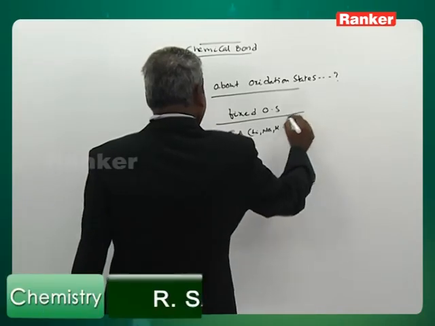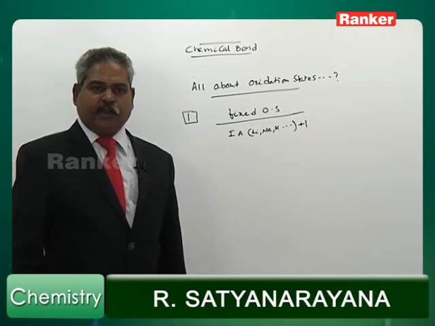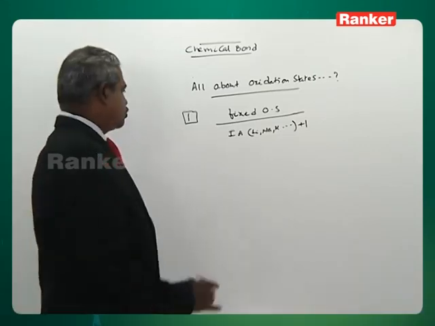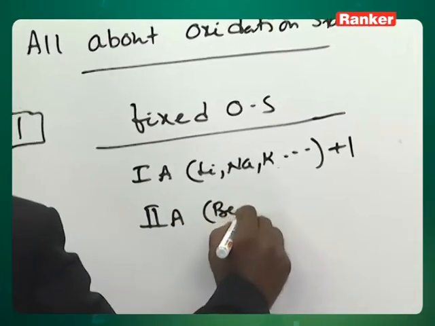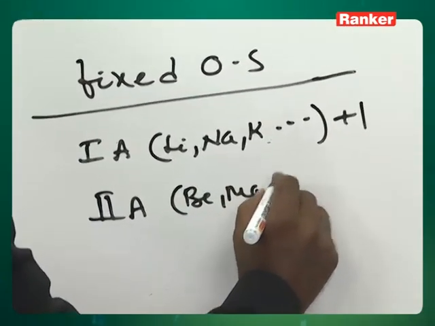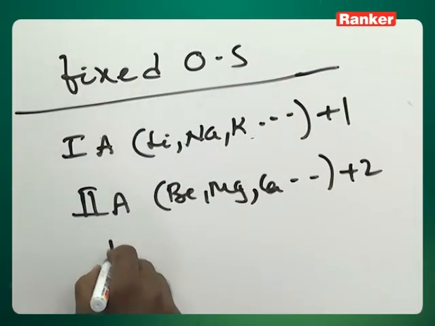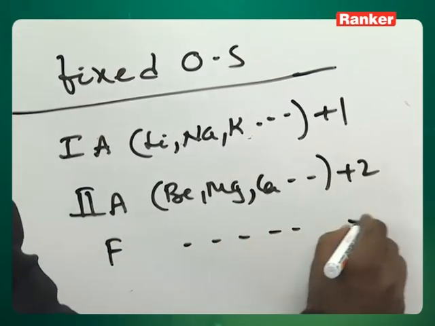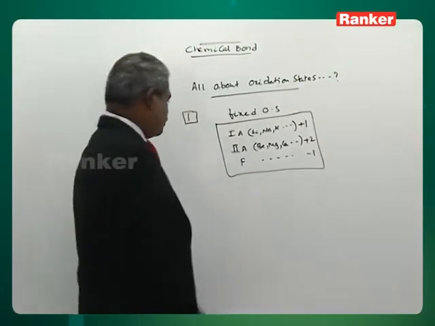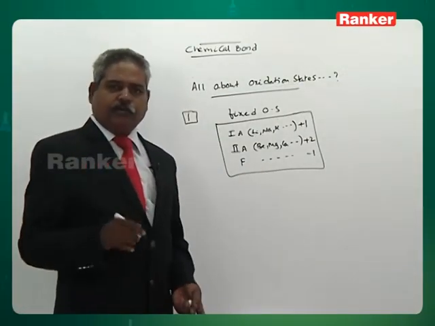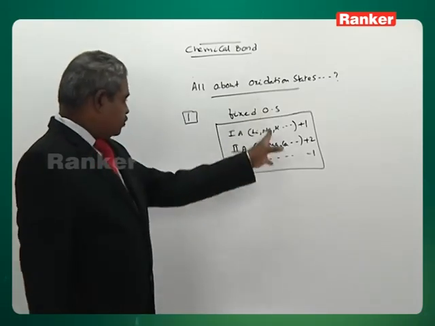Their oxidation state in all compounds is always plus 1, fixed, they will never vary. 2A, beryllium, magnesium, calcium, etc., always plus 2. And fluorine always minus 1. That's all. And of course, there are 1 or 2 others, like aluminium always plus 3, zinc always plus 2. But let us not make this list too long.